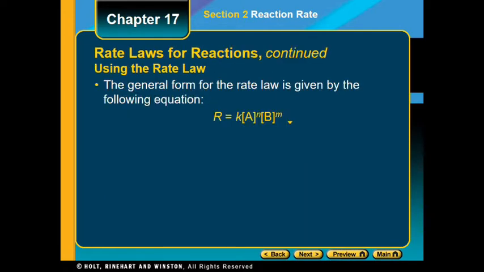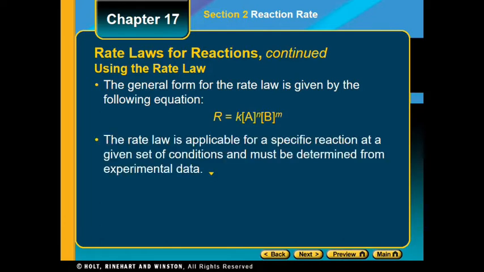So the general form for the rate law, you've got R equals K, which is going to be some constant for that particular reaction, reactant A to some exponent n, reactant B to some exponent m, and again, this is going to be generic for what we have, and it does depend on how many reactants you have and how each reactant alone will affect the rate.